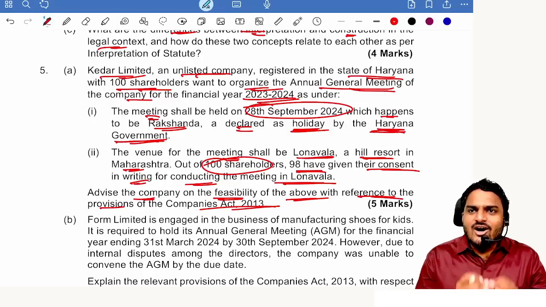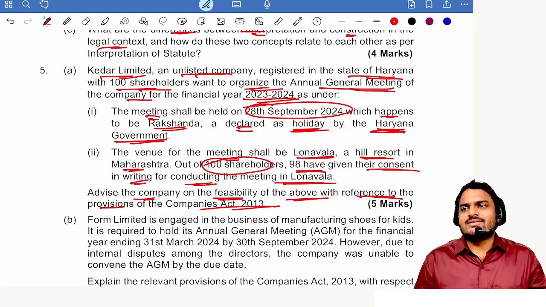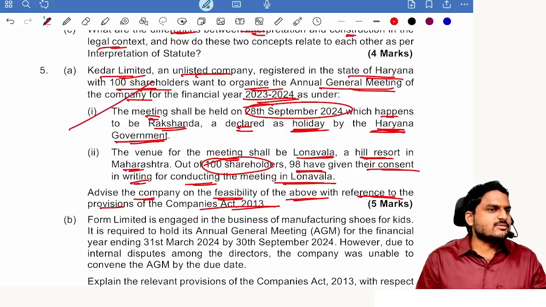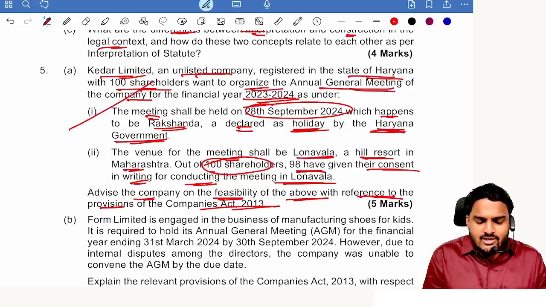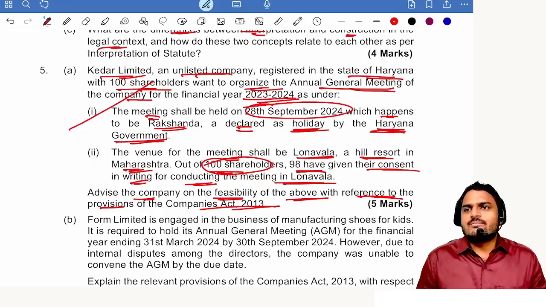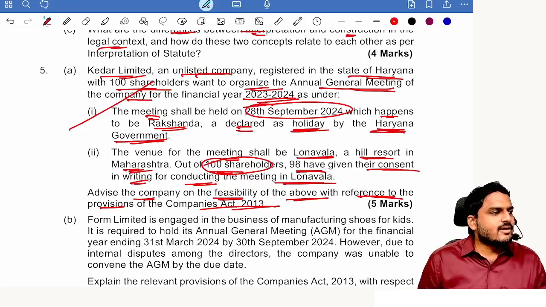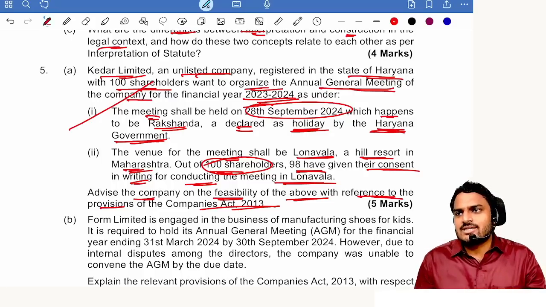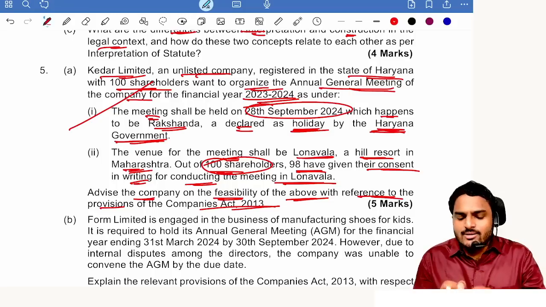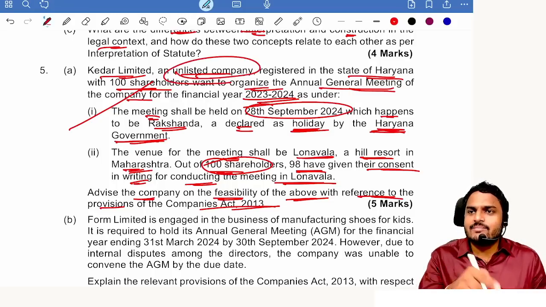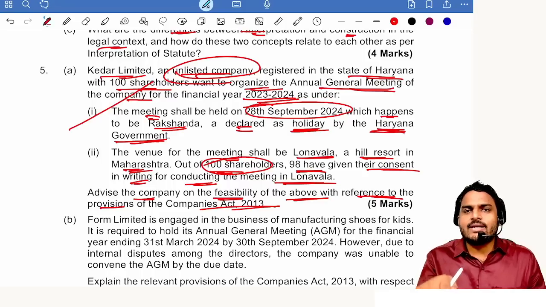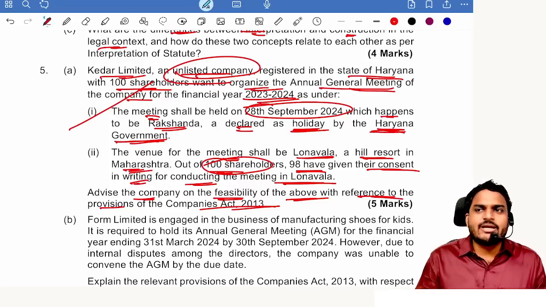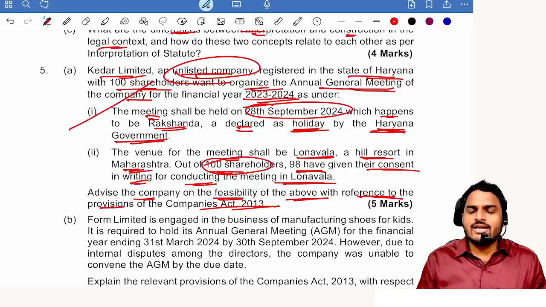National holiday is a holiday declared by central government. So meeting is possible. Next one, Lonavala, nice location. But how many members gave consent? 98. How much consent we should get? 100%. 100% unanimous consent. Unlisted company, listed company, this rule will not apply. Unlisted company, if consent of all members are given, then meeting can be conducted at any place in India.